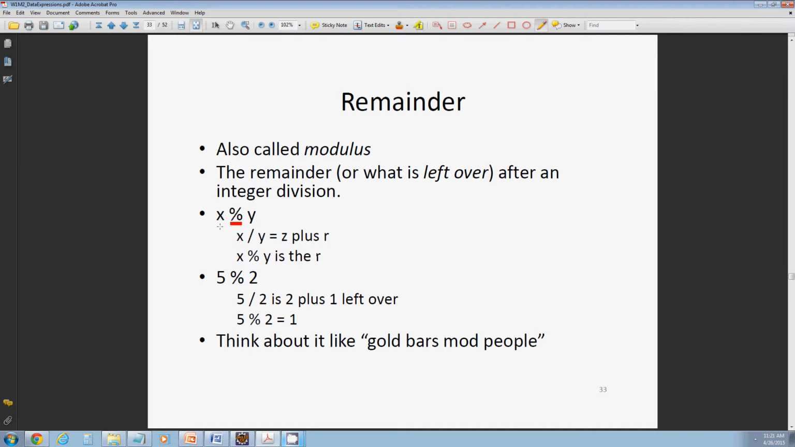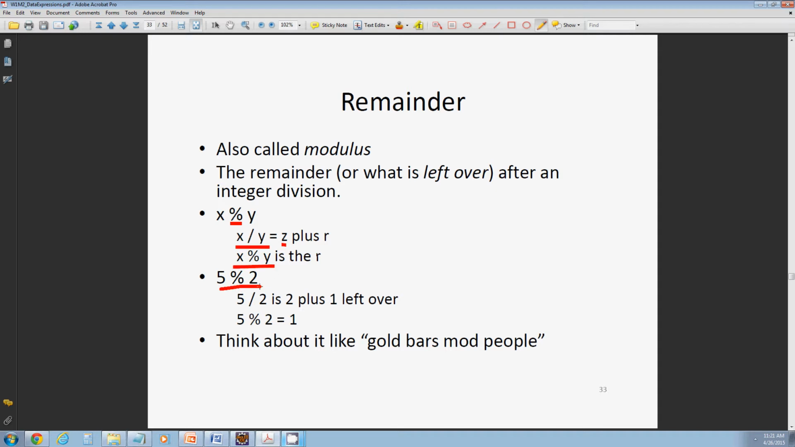So if we think about x modulus y, if x divided by y is integer division, then that result is z, which is the integer portion, that's the integer division result, plus some leftover. Well, the leftover is what we can access through x mod y.